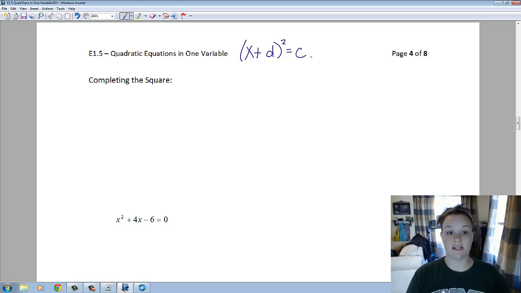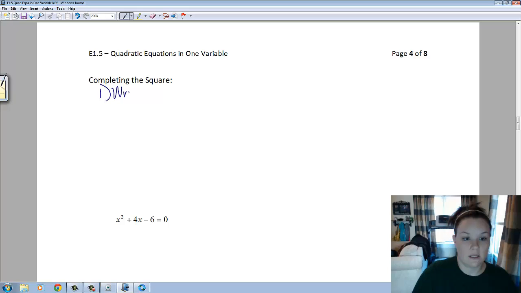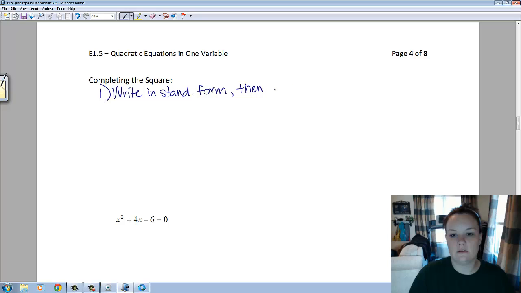Okay, now in order to do that, there's several steps. The first step is we want to put it in standard form. So I'm just going to say write in standard form. Now remember, standard form is descending order. Okay, everything on one side. We're going to write in standard form, then move the constant to the other side.